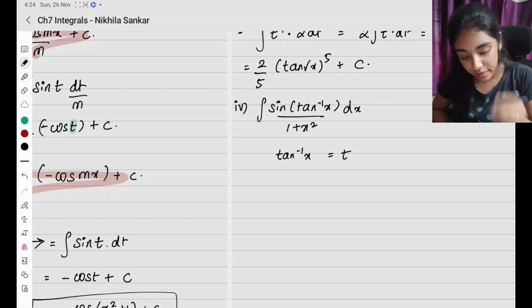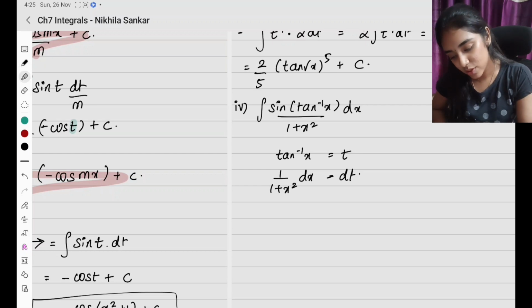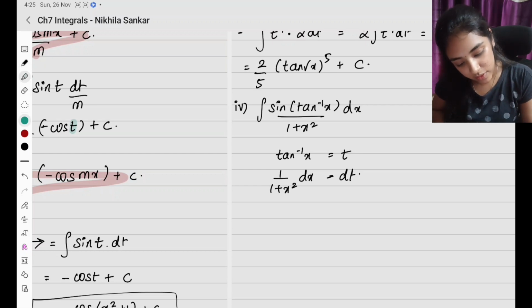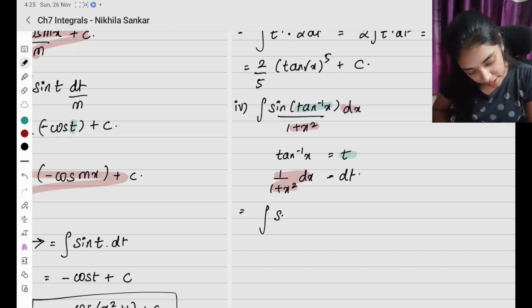What is the derivative of tan inverse of x? It is going to be 1 by 1 plus x square times dx. Don't forget dx. Equals dt. So what substitution are we making? For tan inverse x, I am going to put t. And what else do I have? dx divided by 1 plus x square is dt.